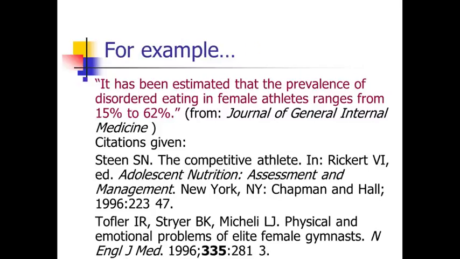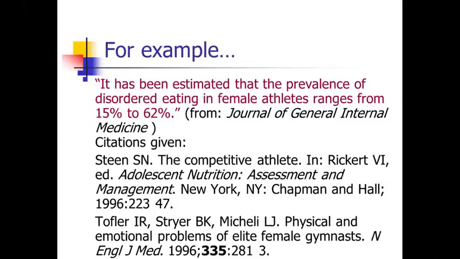So this was from a paper in the Journal of General Internal Medicine. They say it has been estimated that the prevalence of disordered eating in female athletes ranges from 15% to 62%. And they give 2 references for that. One's a book and one's an article. These are from 1996. That article is not the original reference for that statistic. That book, of course, is a review and also is not the original reference. So those are the citations given.